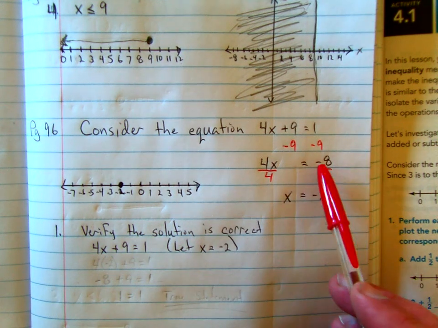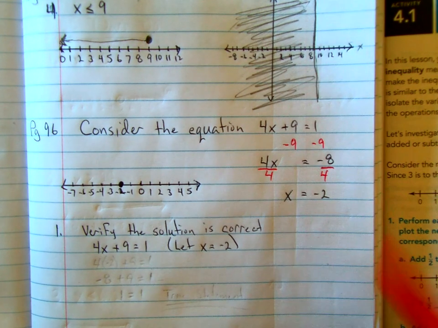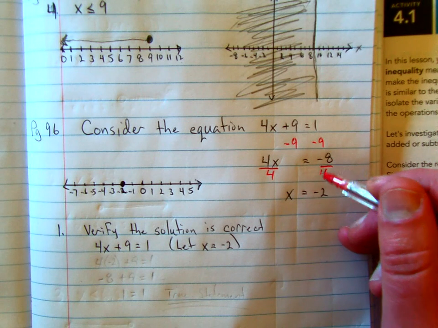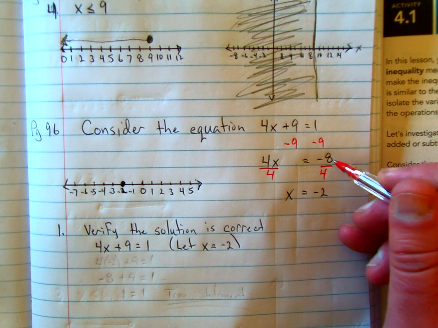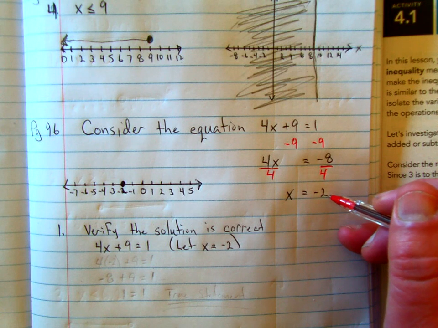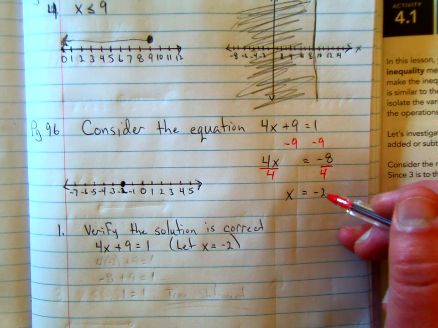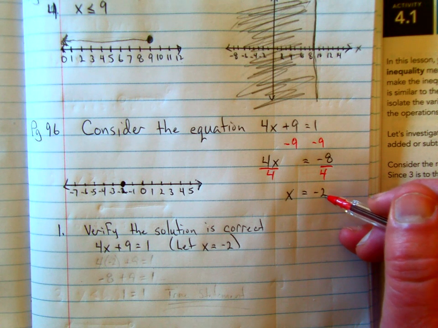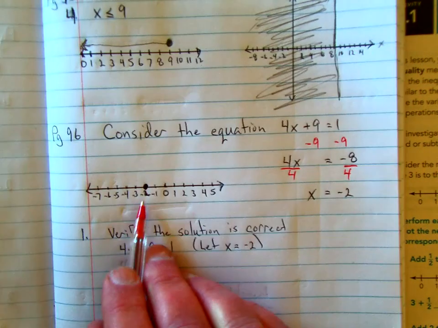-8 divided by 4. Well, first I have to deal with signs. Negative divided by positive, negative. 8 divided by 4, 2. So -8 divided by positive 4 is -2. So I get their -2 as the answer.